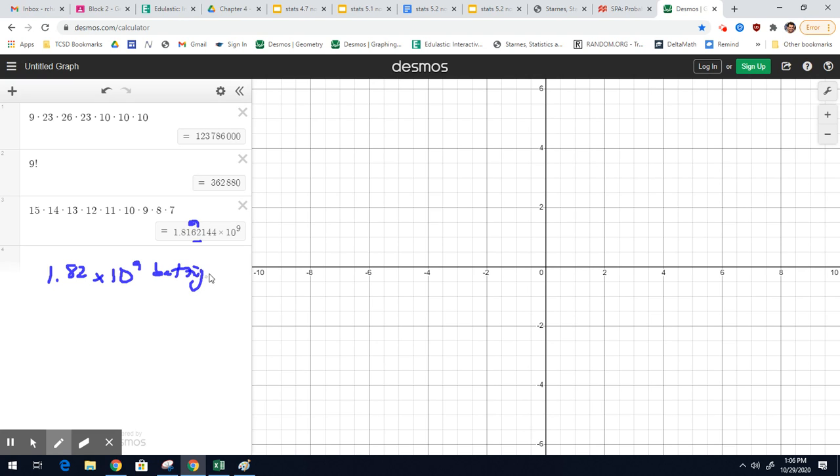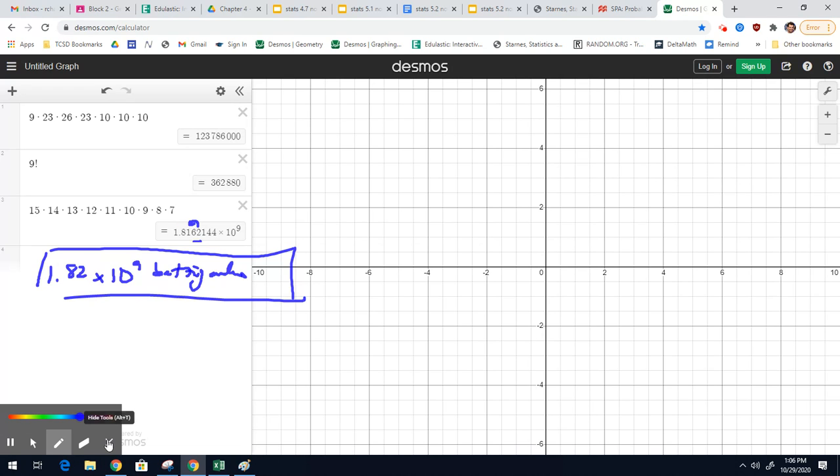And again, if you wanted to, you could write this out by moving the decimal, but I don't think you want to. If you didn't get scientific notation in your calculator, that's fine. Just write it out, whatever you got. But I will probably tell you in the problem, answer in scientific notation rounded to 2 decimals. So I want it just like this.